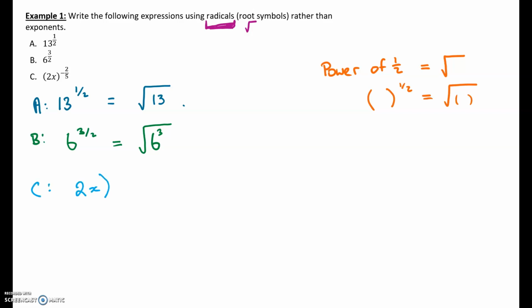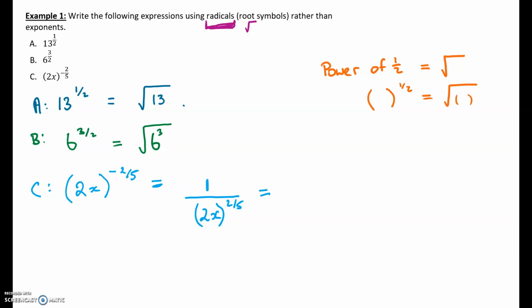2x to the power of -2/5. Now, hopefully you remember what a negative in the power means. A negative in the power means that the number gets pushed underneath onto the bottom of a fraction. So the 2x is all going to be in the bottom of a fraction, and that's because of the negative power. And what's left on top is just 1. Everything's gone down, and if everything goes down, it's just a 1 on top. Now it's to the power of 2/5.